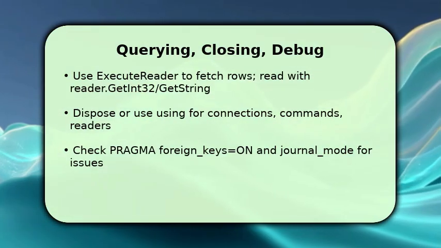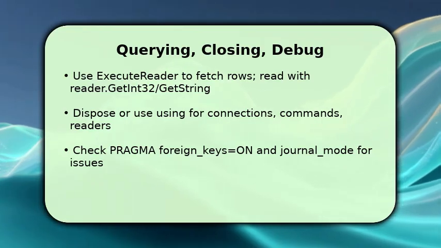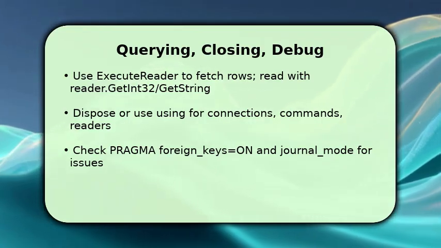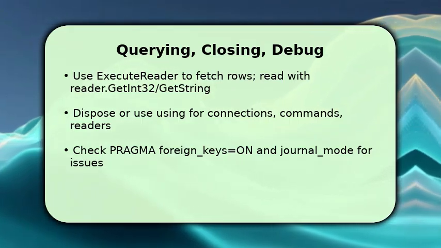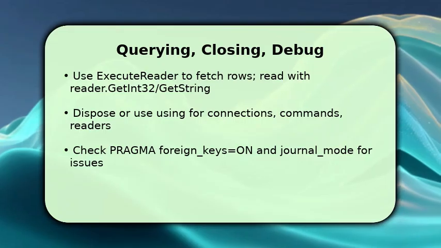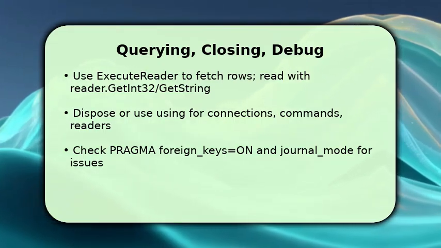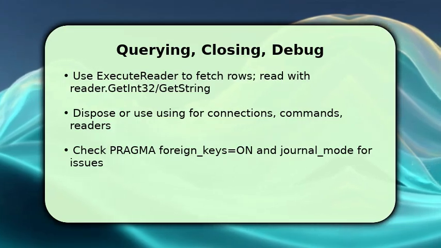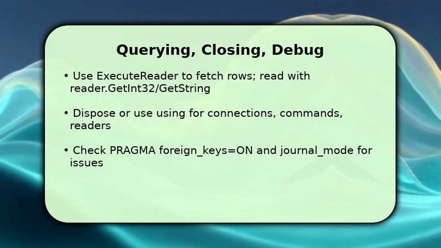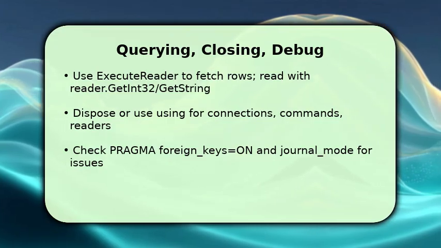Finally, query and tidy up. Use ExecuteReader to fetch rows and convert columns with typed reader methods. Close the reader before committing. Always dispose connections and commands with using statements to release locks. If you need concurrent writers, set journal mode equals WAL and enable foreign keys with pragma. Make sure to handle busy exceptions with a retry/backoff.